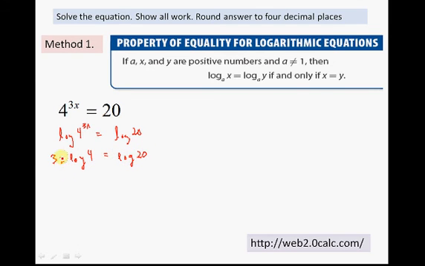Now we can just solve for x. We'll divide both sides by 3 log 4, and we'll end up with x equals log 20 divided by 3 times log 4. I'm going to show you how we can use a scientific calculator to figure out what our answer is going to be. The scientific calculator I'm going to use is at web2.0calc.com.